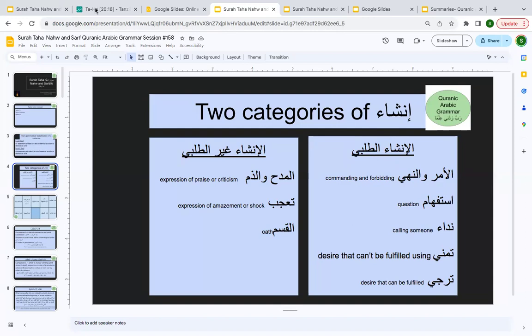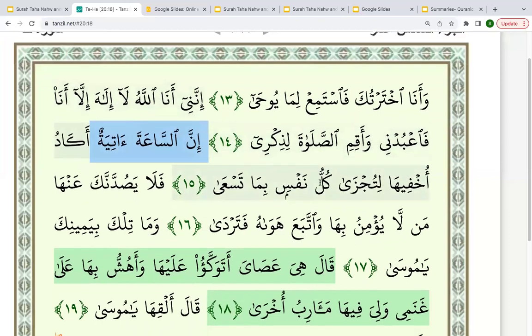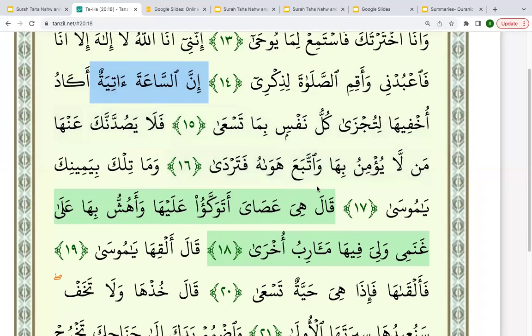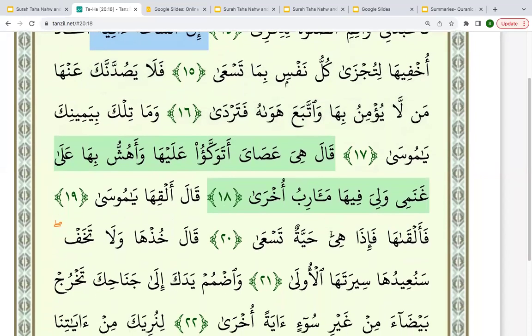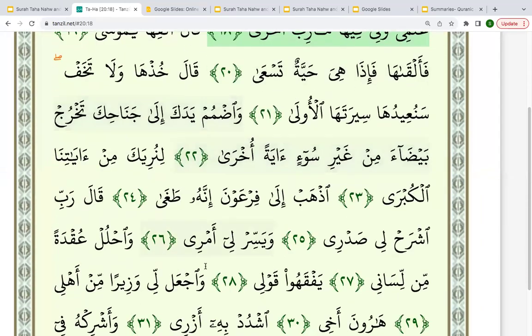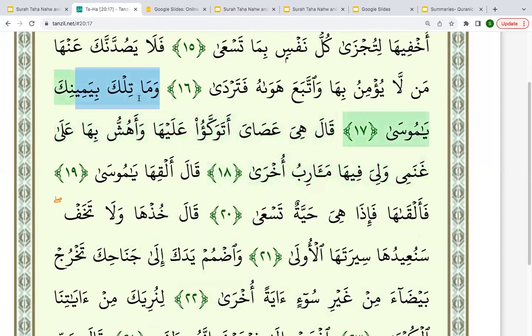When you ask a question, are you looking for an answer? Ma tilka bi yaminik ya Musa. What do you think? Will you call it insha? No? Are you not looking for an answer? Is Allah not looking for an answer from Musa alayhi salam? Ma tilka bi yaminik ya Musa? It is an istifham.